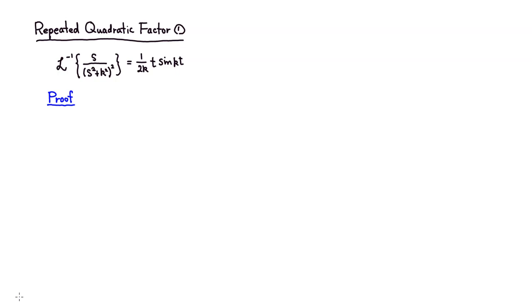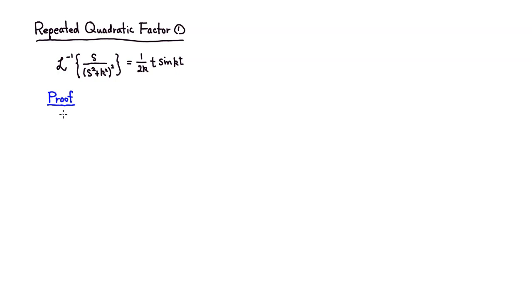All right, let's look at the repeated quadratic factor number 1. So the inverse Laplace transform of s over quantity s squared plus k squared is equal to 1 over 2k t times sine of kt. Let's prove this.